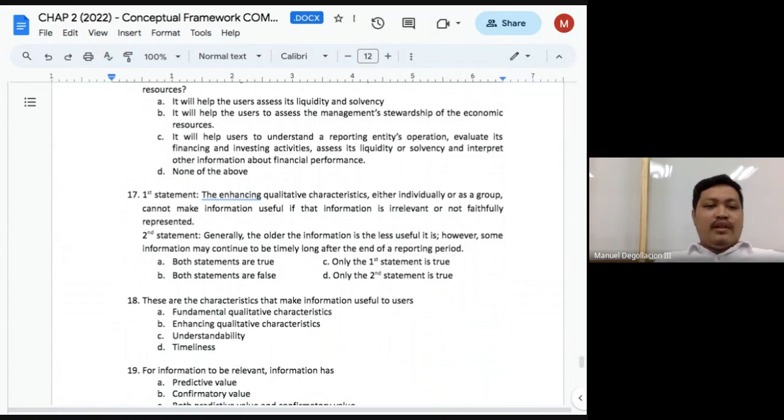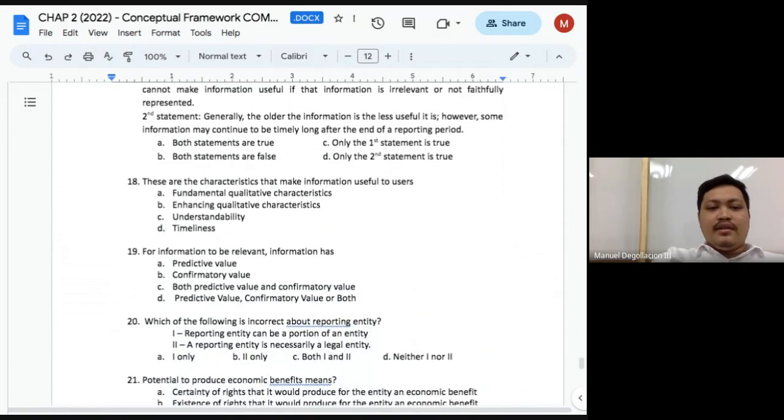Second statement, generally, the older the information is, the less useful it is. That's true. However, some information may continue to be timely long after the end of a reporting period. Easiest example here would be your historical information. So even if they are from the past, they are still considered useful. So the answer here is both statements are true.